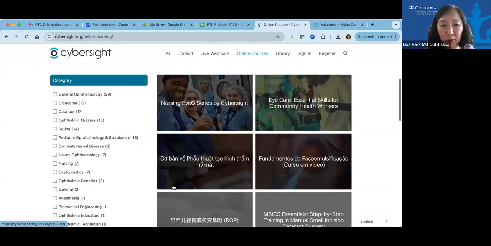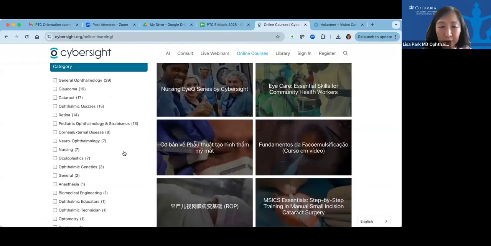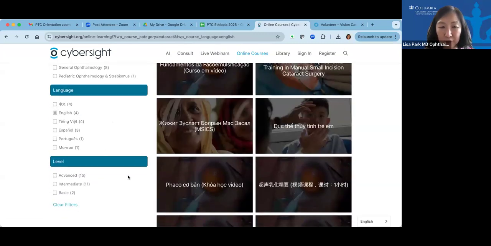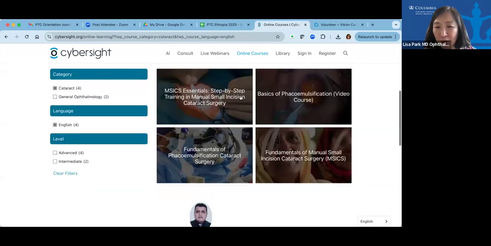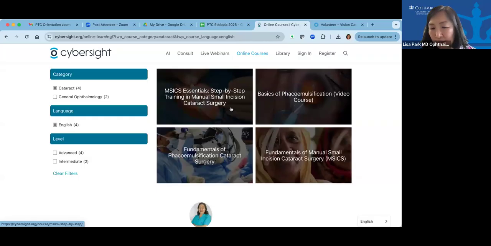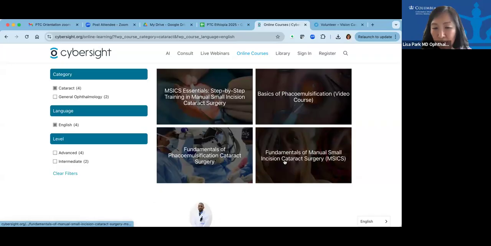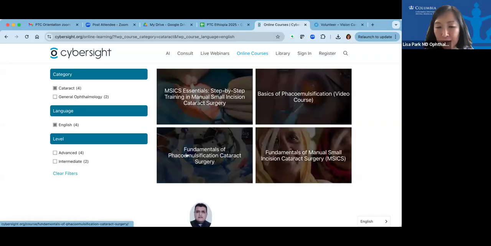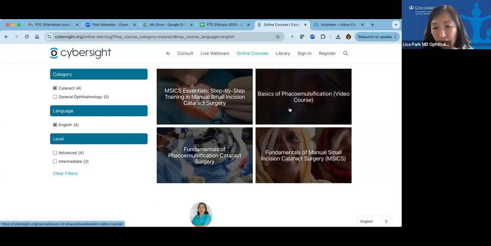I'm going to show you the two courses that we're asking you to complete, here on the left-hand side. You can see there are many, many courses that you can take. If you click on cataract here, and then go to the English versions, here are their four courses. Those of you who are already performing manual surgery will not need to do two of these. But we're asking you to complete the fundamentals of phacoemulsification surgery, and also the basics, which is a video course, which is new for them.